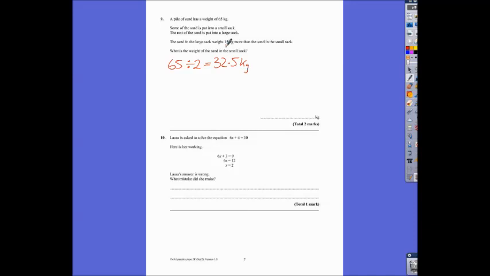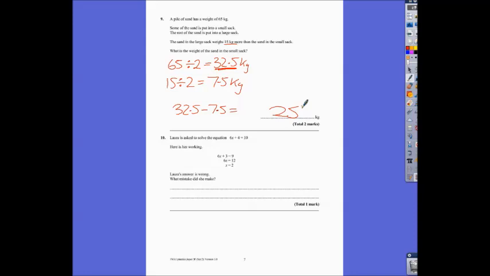Now, it says the bigger one is 15 kilograms more than the smaller one. So it must be half of 15, which is 7.5. It must be 7.5 kilograms more than the middle. Because if the big bag is 7.5 kilograms more, the smaller bag will be 7.5 kilograms less. So we're after the smaller one. So the smaller one will be 32.5 minus 7.5, which would be 25 kilograms.